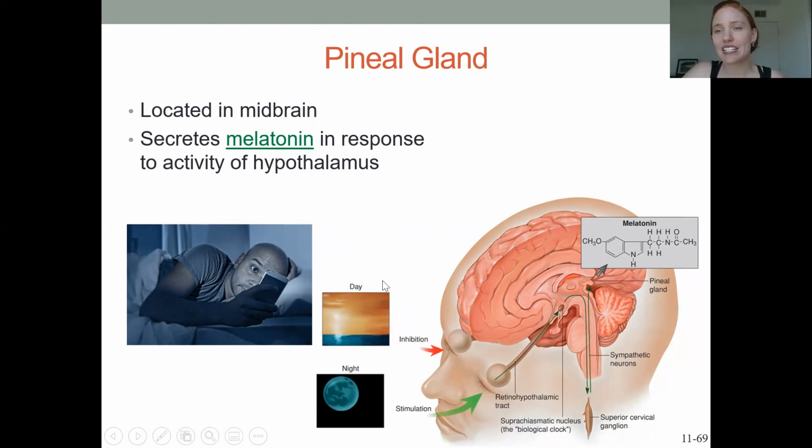When you have light, and especially blue light, they've recently discovered, that's going to be seen through the optic nerve. It'll travel through, and it actually inhibits the pineal gland. So light inhibits the production of melatonin. When it starts getting dark, you have less light coming into the pineal gland. Less inhibition is the same as stimulation, and so that's going to stimulate the pineal gland to increase the levels of melatonin that are produced.